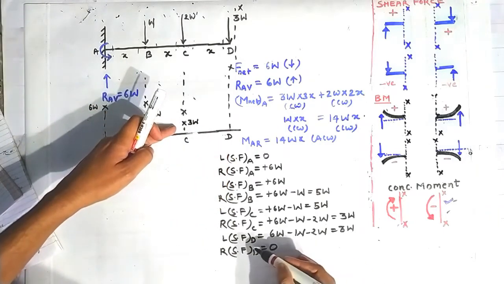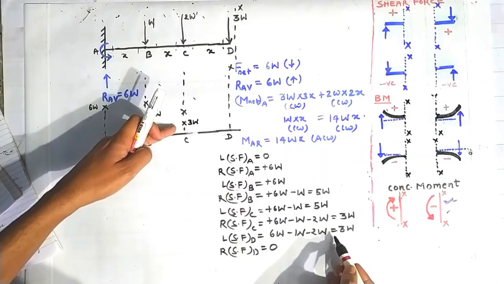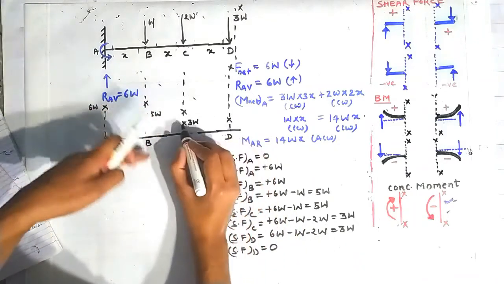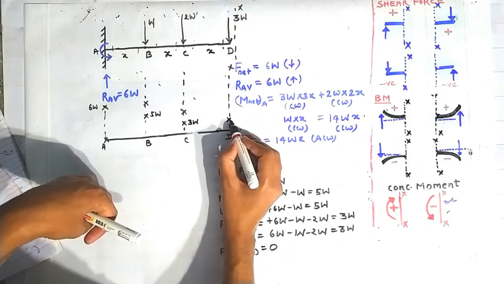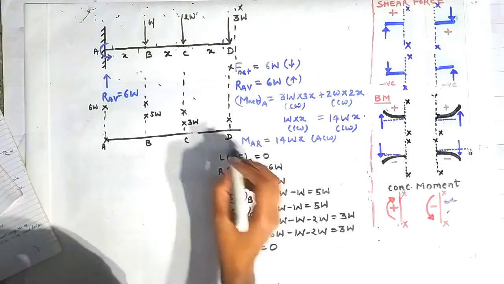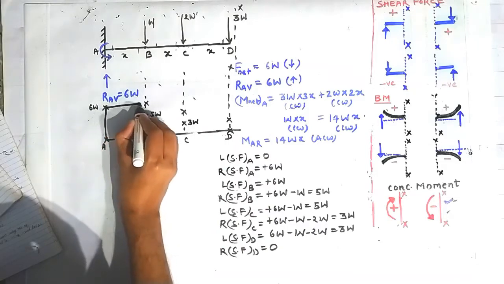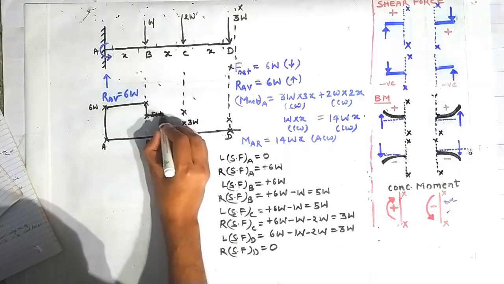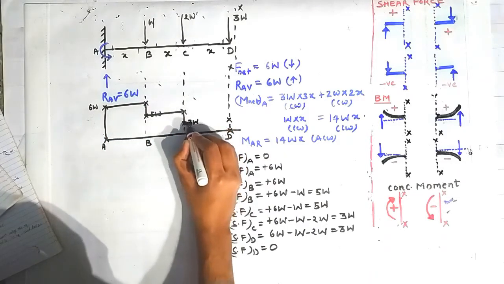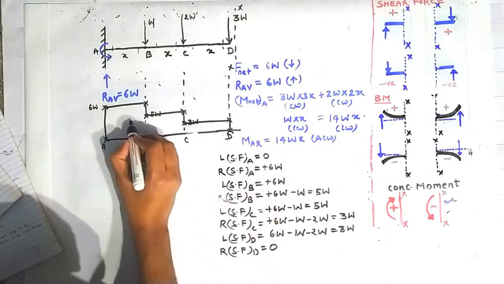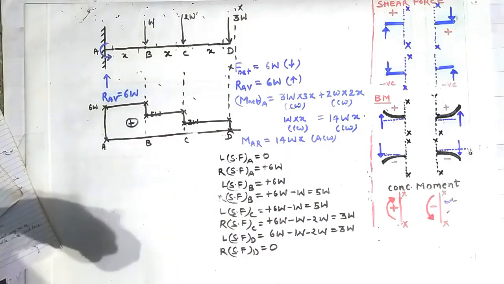And shear force on the left side of the point D is also equal to 3W. So making a cross here on the same level of 3W, and shear force on the right side of the point D is 0, making a cross here. So joining first point with the second, second with the third, third with the fourth, fourth with the fifth, fifth with the sixth, sixth with the seventh, seventh with the eighth, we will get our shear force diagram.